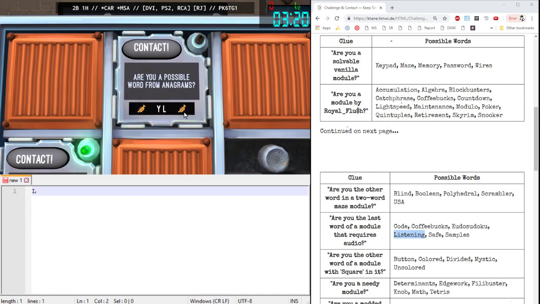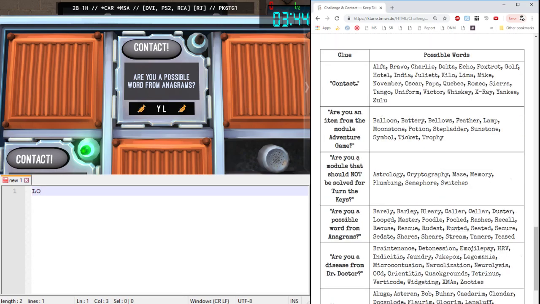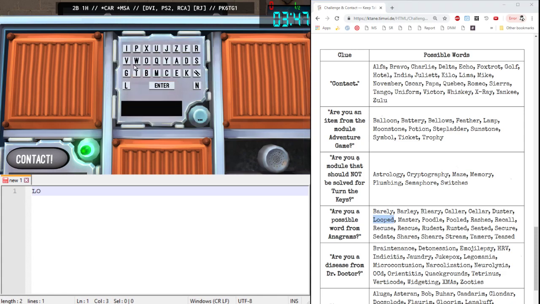Next up, possible word for anagrams. Now we have one solve, because this one generated one solve, which is odd. So now we're doing atbash cipher. L is 12. 12 plus 15 gives me 27. 15 is O. L-O. L-O word from anagram. Looped is the only one that comes to mind, but let's double check. Anagram word L-O. It is looped. Contact. Challenge. Looped. 3, 2, 1.